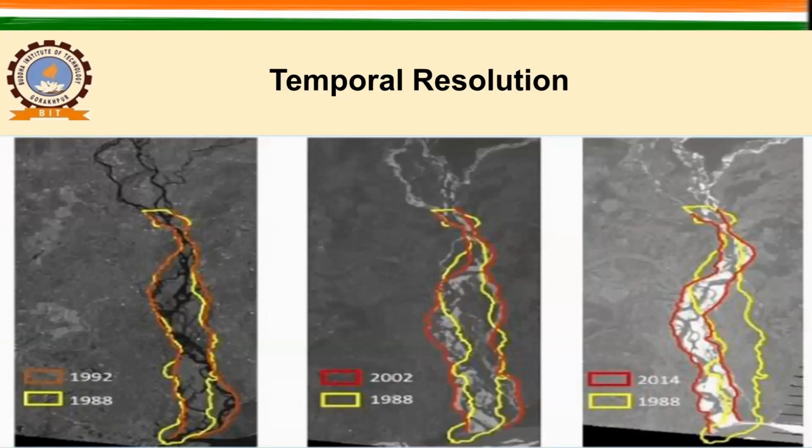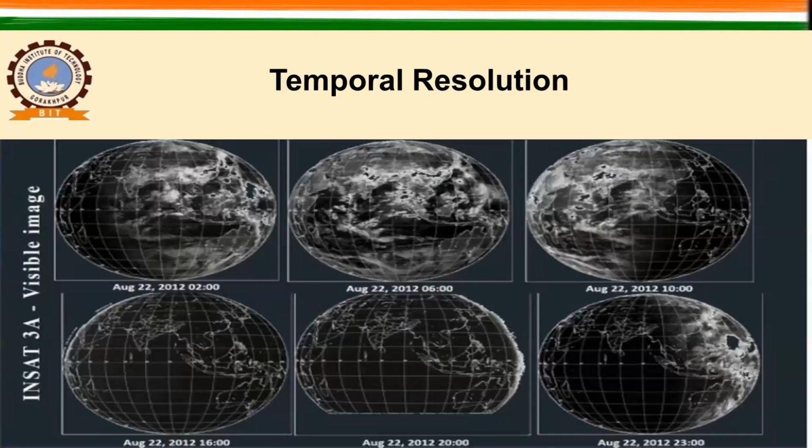ठीक है, अभी एक और एग्जाम्पल I will show you. This is another example of temporal data where we can monitor our clouds. Okay, so basically we forecast our weather conditions, whether a cloud is moving towards our place or away from the place.